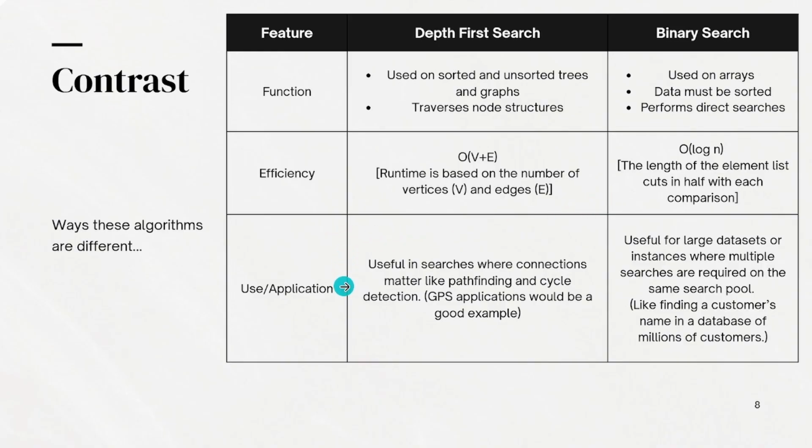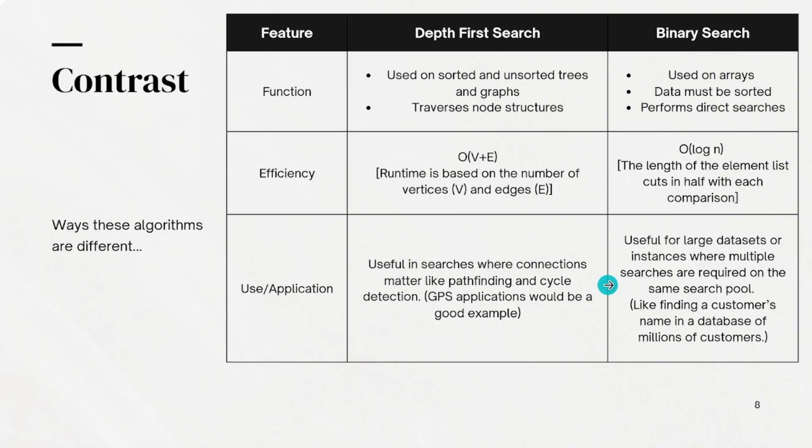When it comes down to uses and applications, the DFS is useful in searches where those connections matter. So if we're trying to identify a pathway, whether it's solving a maze, for example, or in this specific example of a GPS application, where we need to find the fastest route, or maybe we need to find a certain location amongst a chain of routes, a series of locations. It can also be used for cycle detection.